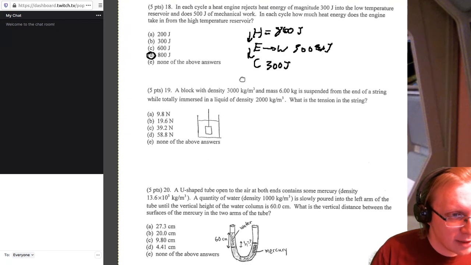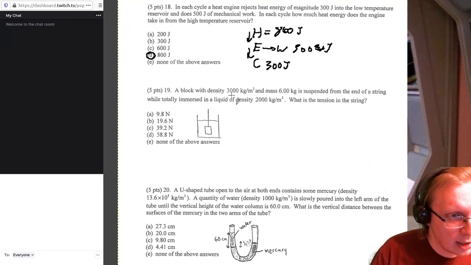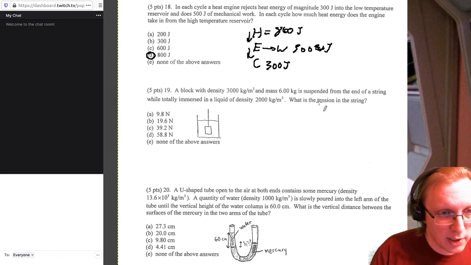A block with density of 3 megagrams per cubic meter. Megagram, also known as metric ton, per cubic meter, and mass of 6 kilograms, is suspended from the end of a string while totally immersed in a liquid of density 2 megagrams, 2 metric tons per cubic meter. What is the tension in the string?